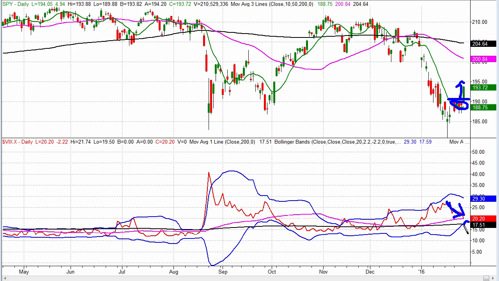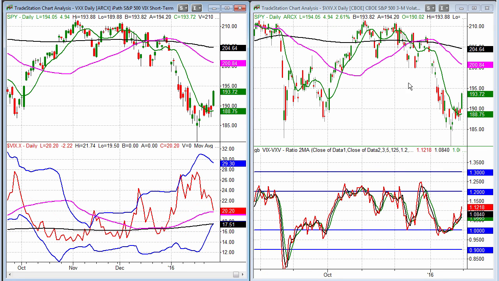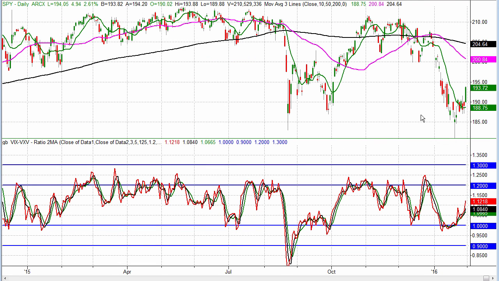Flip side will be if the VIX gets down under the bottom Bollinger Band, could indicate that it's just a little too complacent. So another way to measure that complacency with VIX is to look at the relationship between the short-term VIX measurement and an intermediate-term VIX measurement. And so that's what we do with the VIX-VXV ratio.